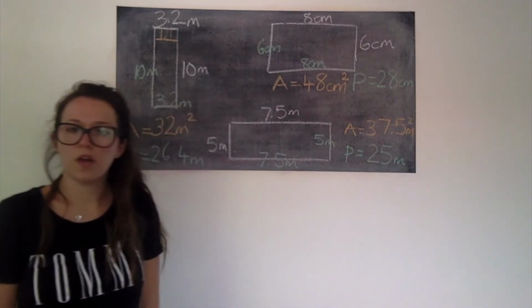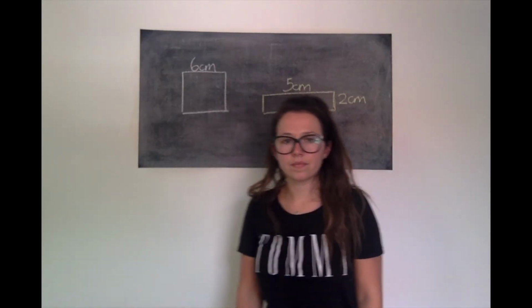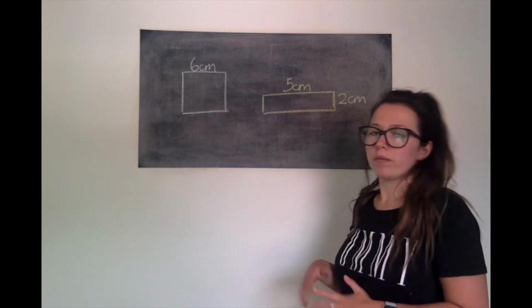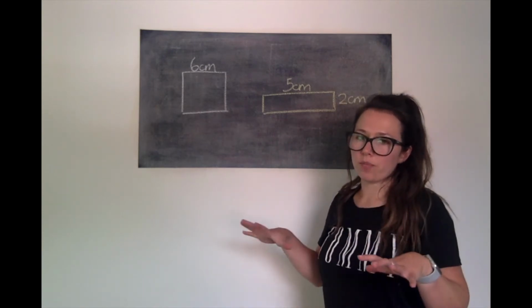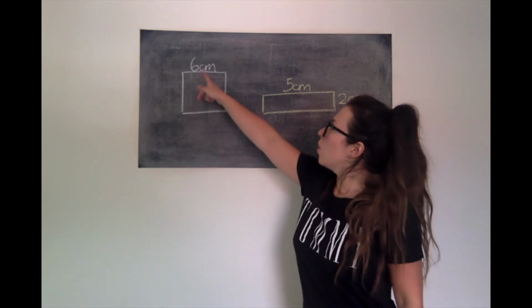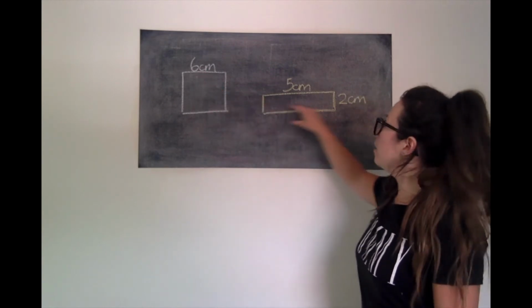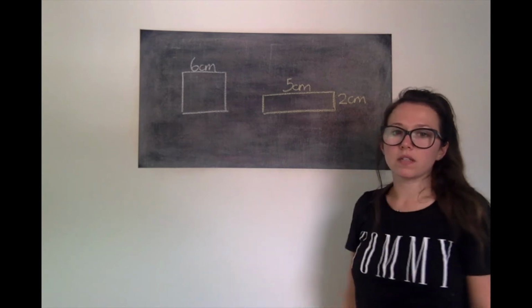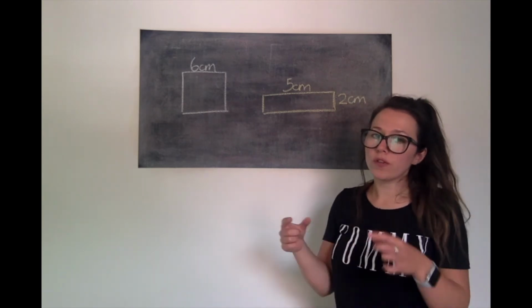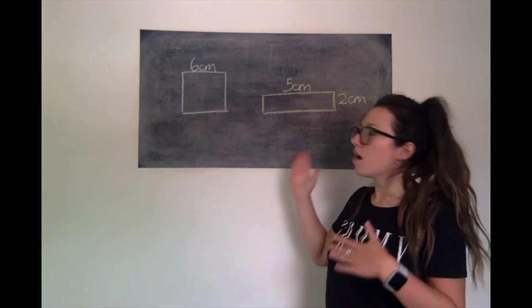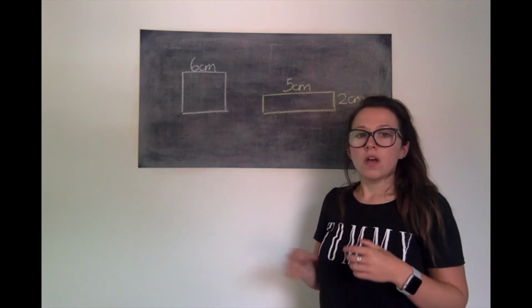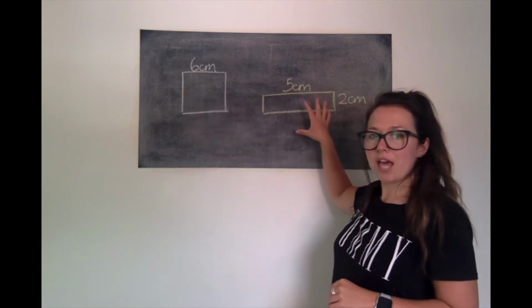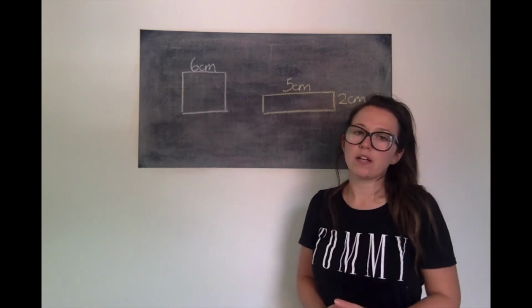Okay, well done if you got those. Now I'm going to take this a step further. I've got 2 shapes on the board for you. At the moment they are separate. So I've got a square, one side is 6 centimetres, and a rectangle. One side is 5 centimetres and the other side is 2 centimetres. If you've got a ruler at home, you can draw these out to scale and measure them. Mine aren't to scale, okay? What I want you to do is find the area and the perimeter of the 2 separate shapes, and then I'll tell you the next step.